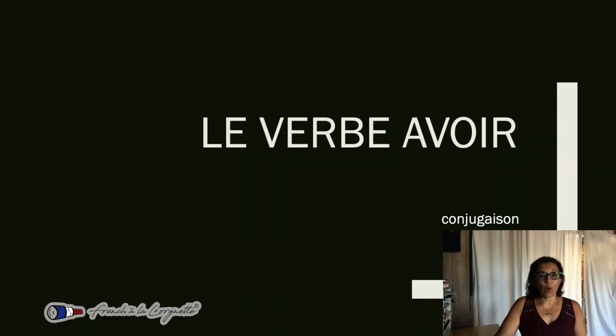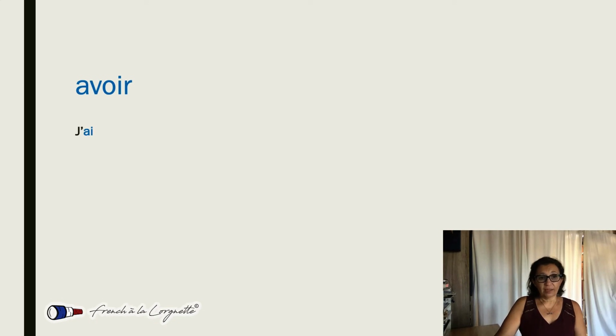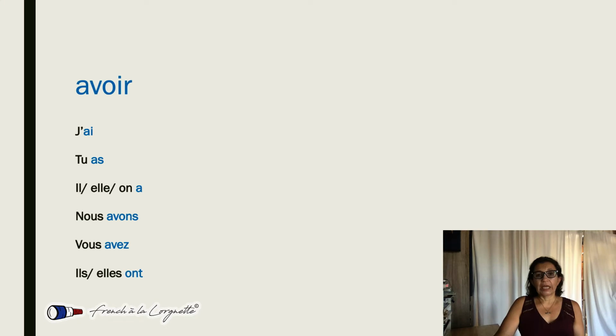Le verbe avoir, to have. J'ai, because we have a vowel sound. It starts with a vowel sound. So we lose that E and we replace it by an apostrophe. J'ai. Je suis, mais j'ai. Okay? Tu as, il a, elle a, on a. Nous avons, vous avez, ils ont, elles ont.